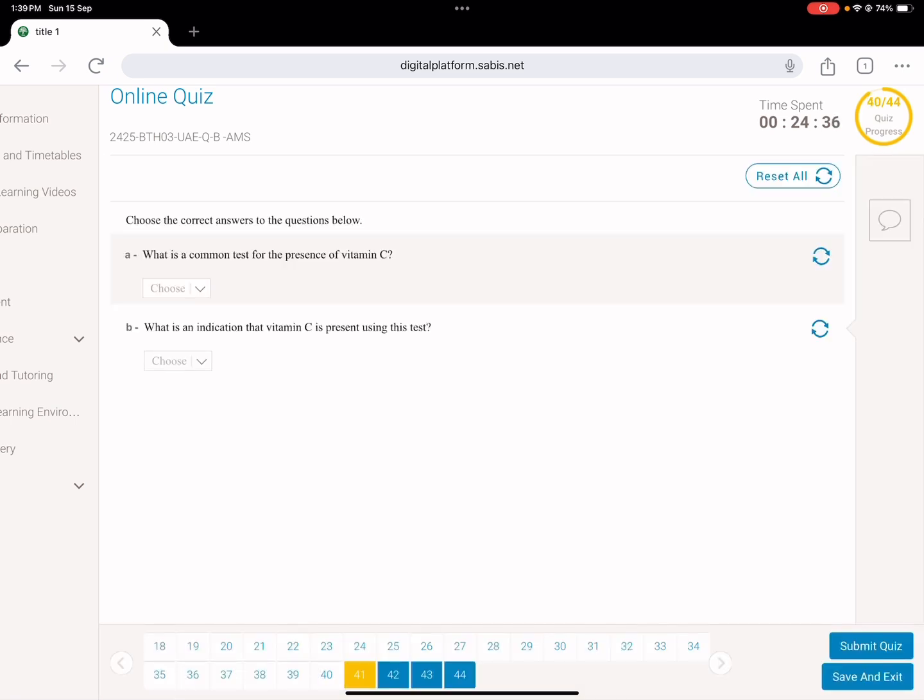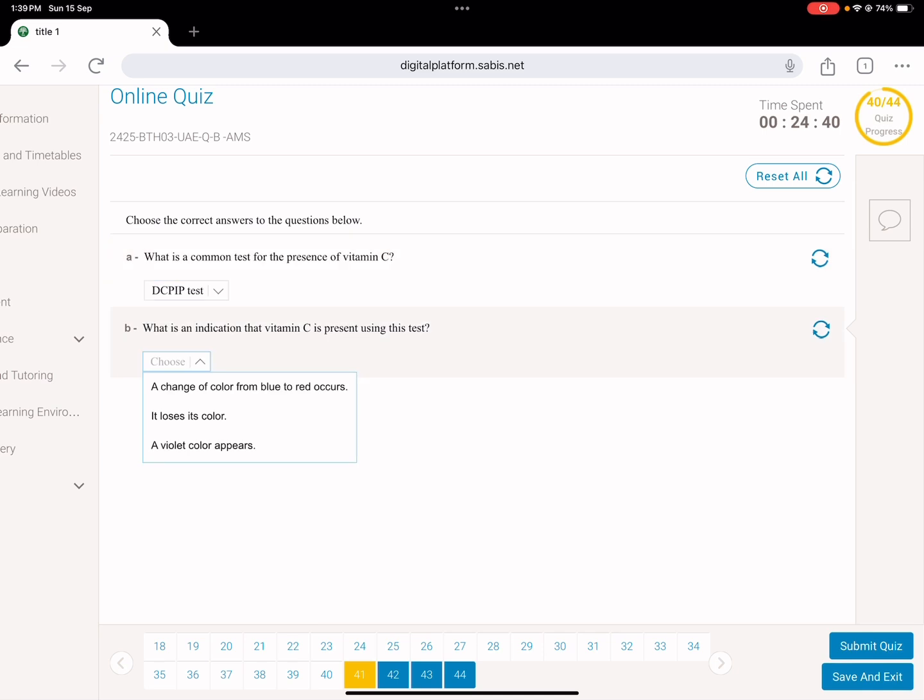What is a common test for vitamin C? DCPIP, and of course an indication would be that it becomes, I'm not sure, I think it's going to lose its color, so it's going to become colorless.